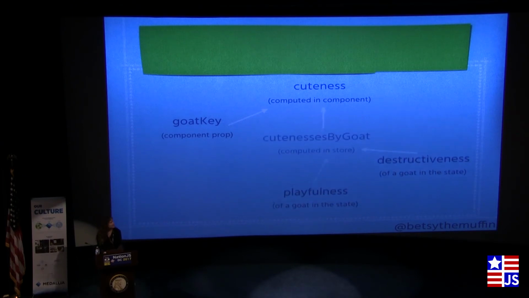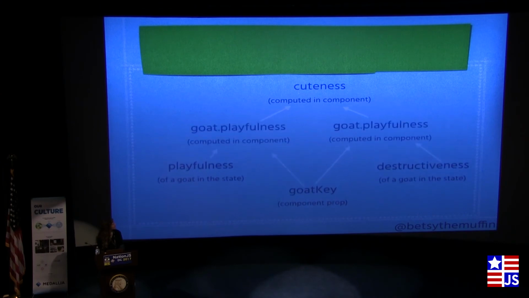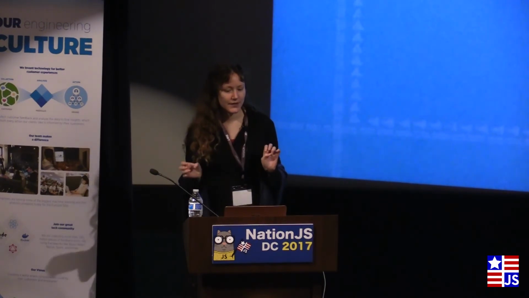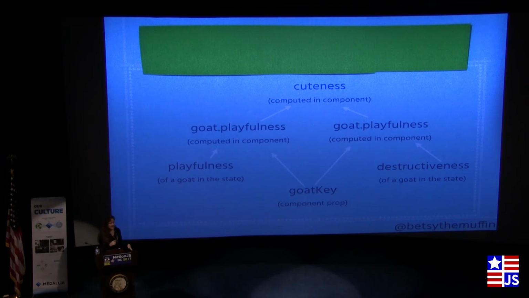When we moved to the getter-based approach, the dependency tree started to look a little bit like this. How does the dependency tree look when we are doing the utility function approach? Looks a little bit like this. It's a little more twinned. We combine the key with playfulness and destructiveness individually, and then use those to derive cuteness. This technically has a few more pieces, but each of the pieces is a bit more understandable. We're optimizing here for humans rather than for math.